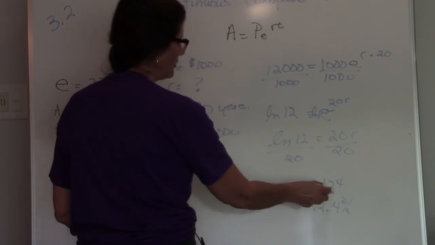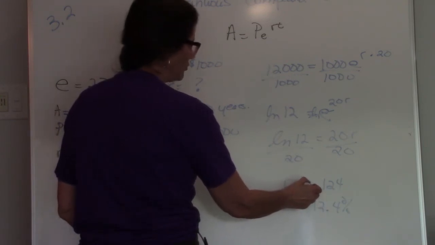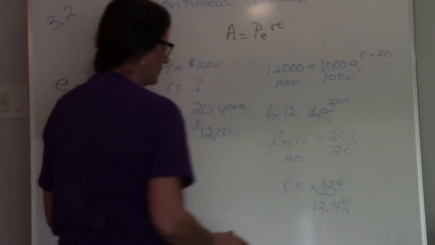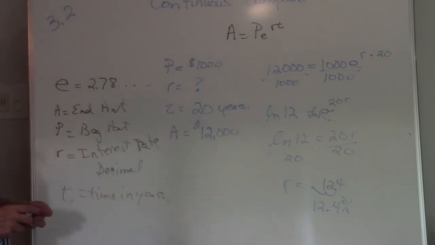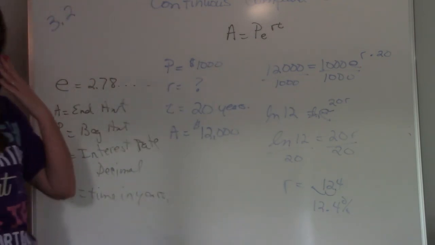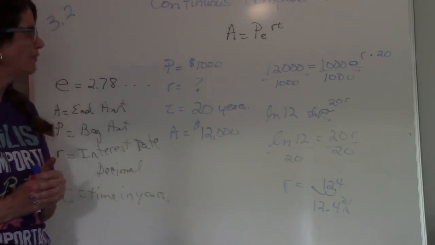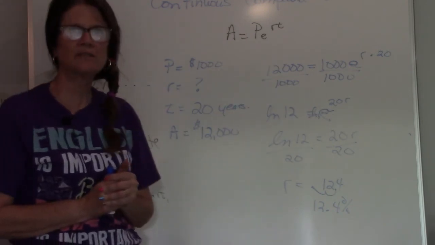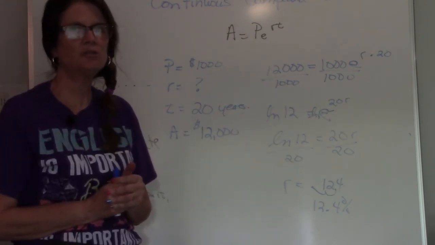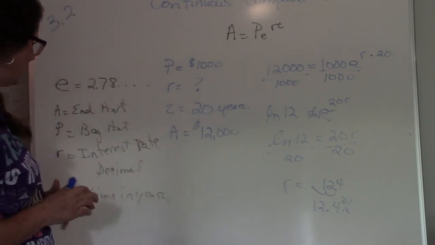Remember, going from a decimal to a percent, you take your decimal point and move it twice, and that is your percent. So 12.4%, that's not bad. That is doable. You have to have it in a higher risk investment, but it is doable. So that is how you're going to find rate.